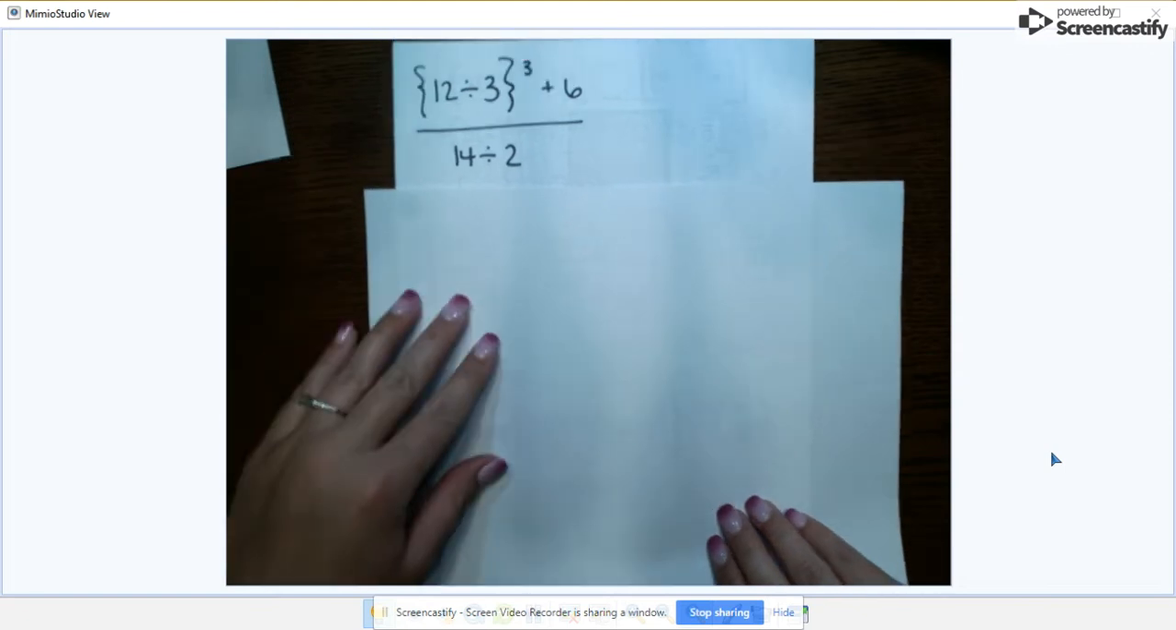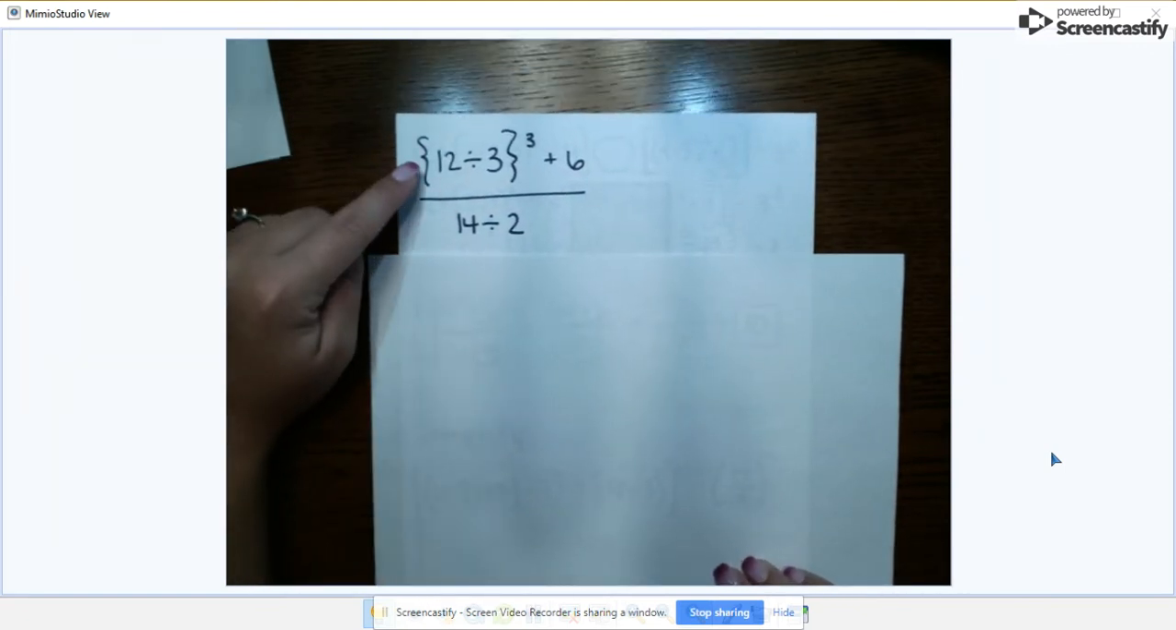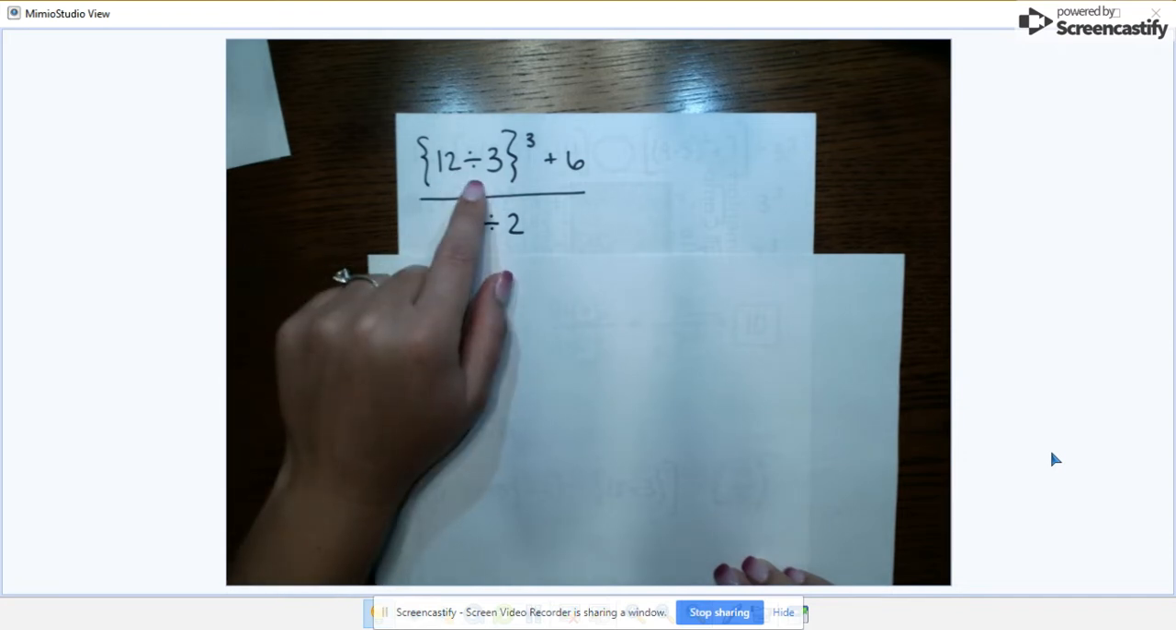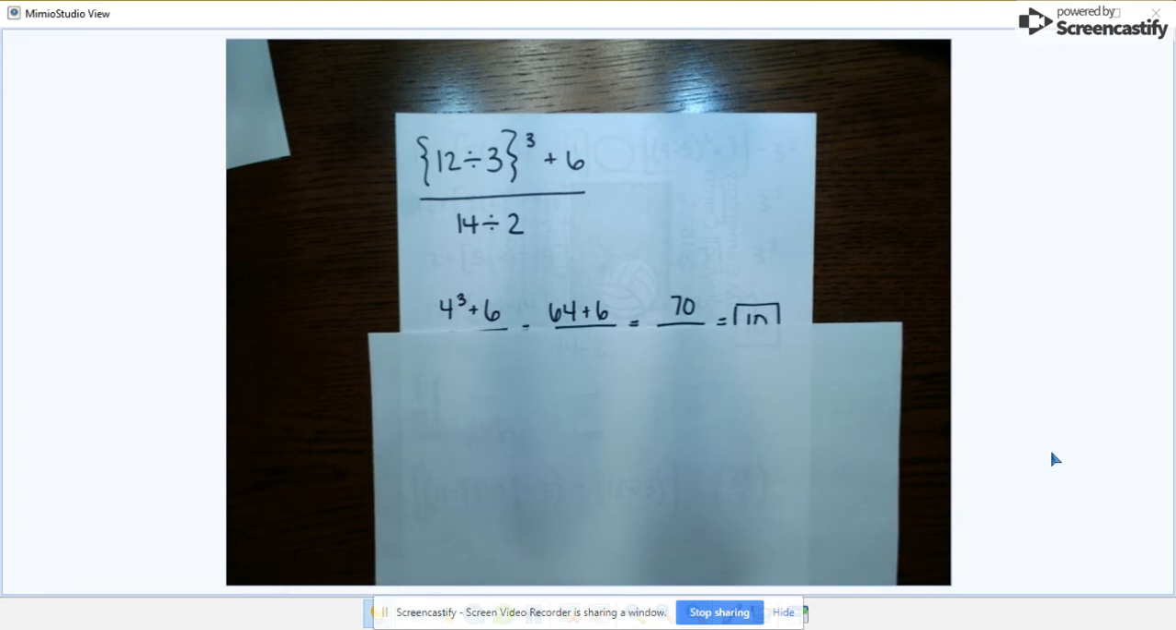Okay, here's a little more complicated problem. When we have a fraction, remember we are going to simplify the numerator before we do anything with the denominator. So on our numerator, order of operations says our bracket, so 12 divided by 3 gives us 4. Then we have 4 cubed plus 6. 4 cubed is 64 plus 6 gives us 70.